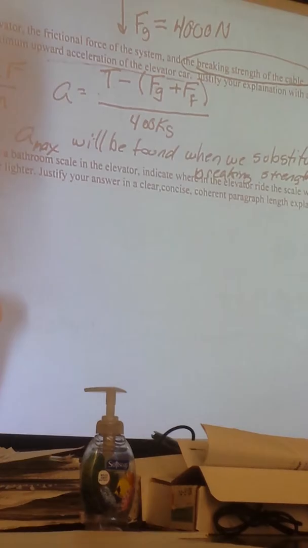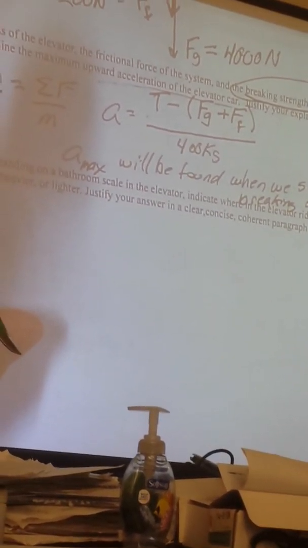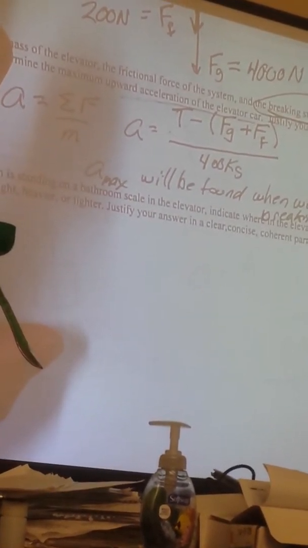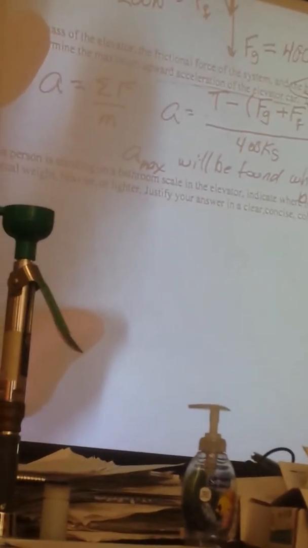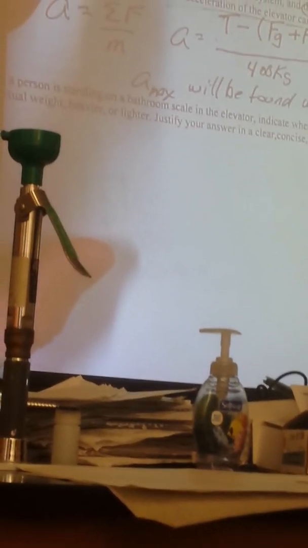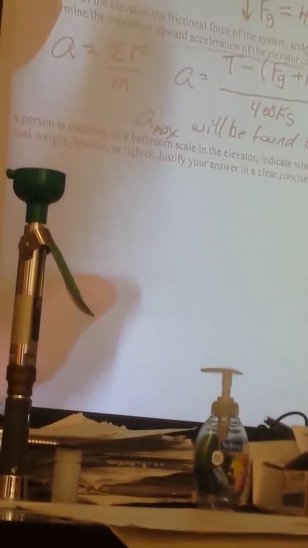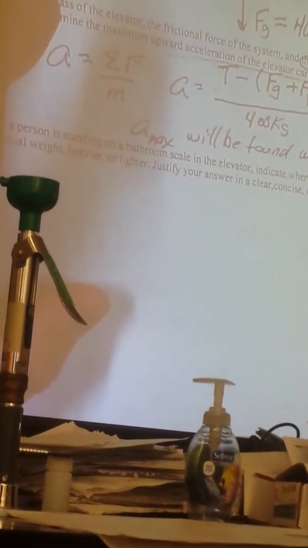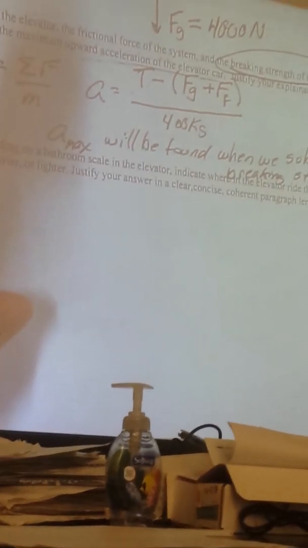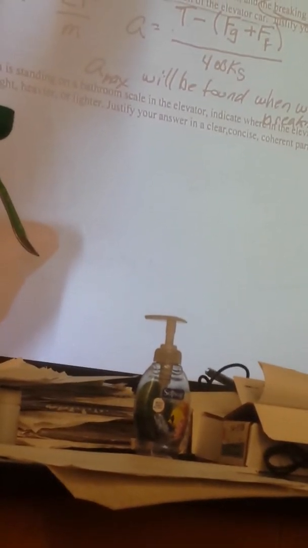Bathroom scale. Under what conditions would that scale read your actual weight while you're on the elevator? That's one condition, when it's not moving. When else will it read your weight? When what's constant? The velocity of the elevator, because then there's no acceleration.